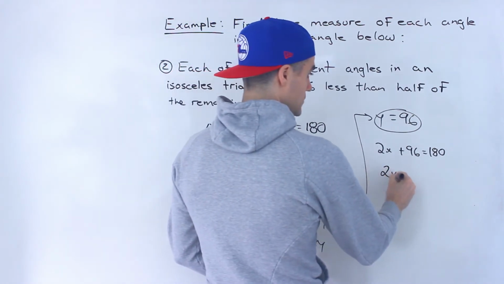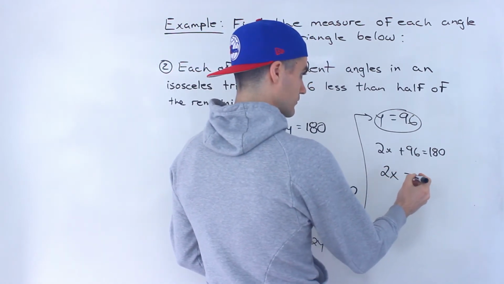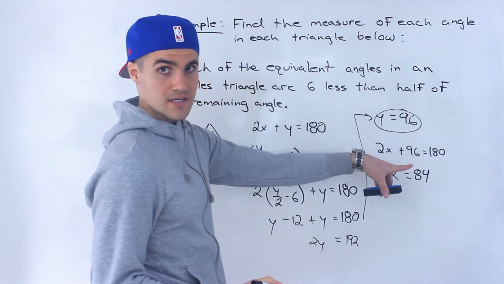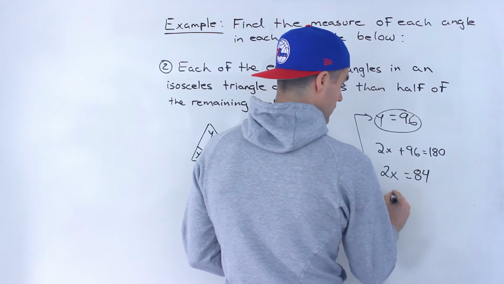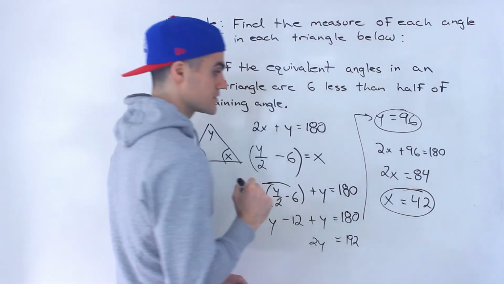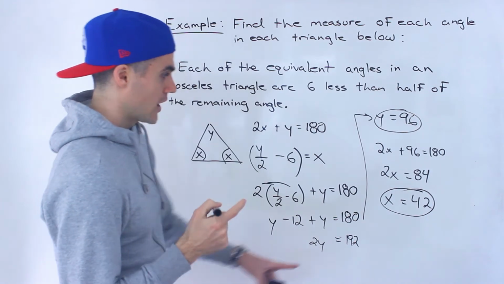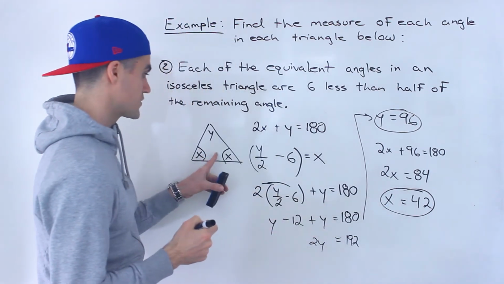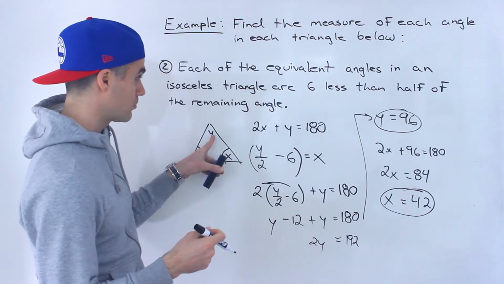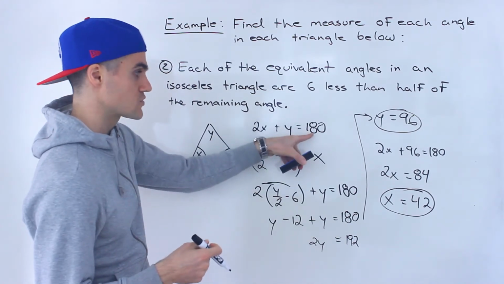So then 2x would equal, what, 84? Right, when we bring the 96 over, 180 minus 96 is 84. Divide both sides by 2, x would be 42. Then you could check it. So we could take 42 plus 42, that would give us 84. And then 84 plus 96 would indeed give us 180.